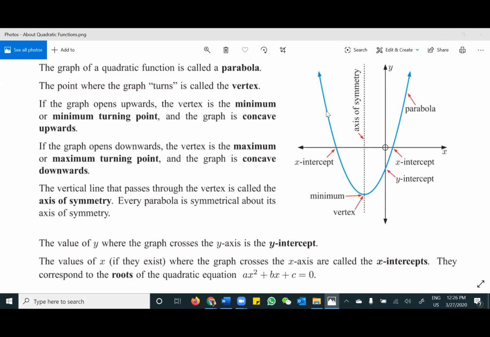The line that divides it in half is the axis of symmetry, or some call it the line of symmetry. The equation of the line of symmetry is usually in the form x equals something, which is the point where it passes through. We call it a line of symmetry because it divides the graph into two equal parts, which means if this was a paper, you could fold it along that line and the two halves would fit exactly. The value of y where it crosses is the y-intercept. The value of x, if it exists, is the root, of course, you know all this.